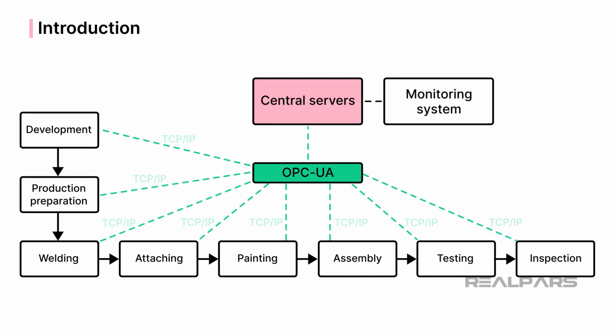OPC-UA, built on TCP/IP, is perfectly suited to provide these data collection services from each work cell in the plant, and to supply these data to central servers and monitoring systems. Because OPC-UA communicates using TCP structured command statements, it can integrate seamlessly into the plant's manufacturing networks.